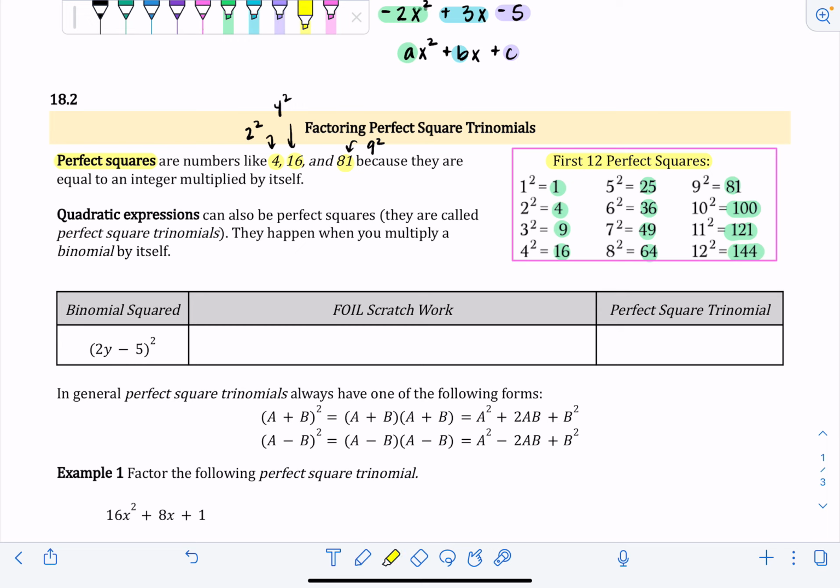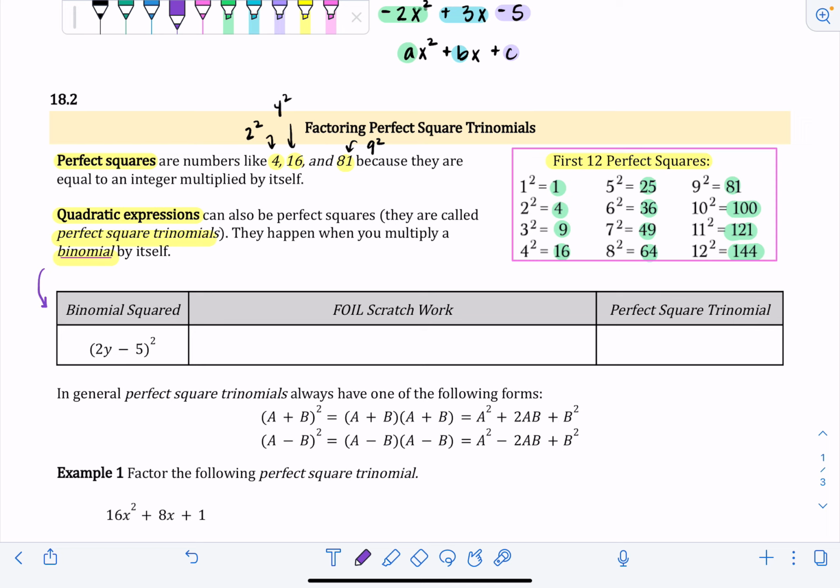Okay, so perfect square trinomials come from squaring a quadratic expression. Quadratic expressions can also be perfect squares. They're called perfect square trinomials, and they happen when we multiply a binomial by itself. A binomial means two terms. So there's an example right down here. 2y minus 5 is a binomial because it has two terms, and then we're squaring that binomial to raise it to the second power. Once we simplify and multiply it together, we'll end up with a perfect square trinomial.